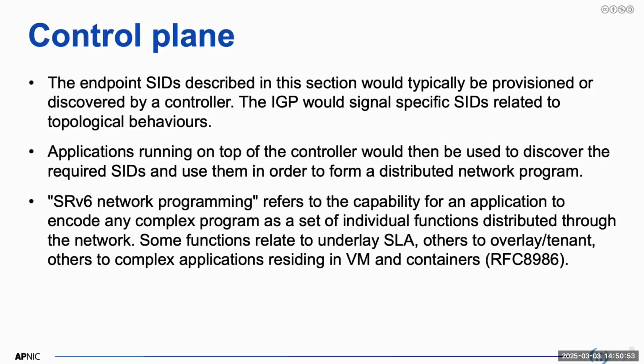In the case of SRv6, as the RFC says, SRv6 network programming refers to the capability of an application to encode any complex program as a set of individual functions distributed through the network. Some functions relate to the underlay SLA, others to the overlay or the tenant, others to complex applications residing within VMs and containers. That means SRv6 programming refers to the capability of the nodes that are part of the segment routing domain, and what different functions they have implemented as an overlay service, or maybe some sort of latency service or connectivity that they can provide.